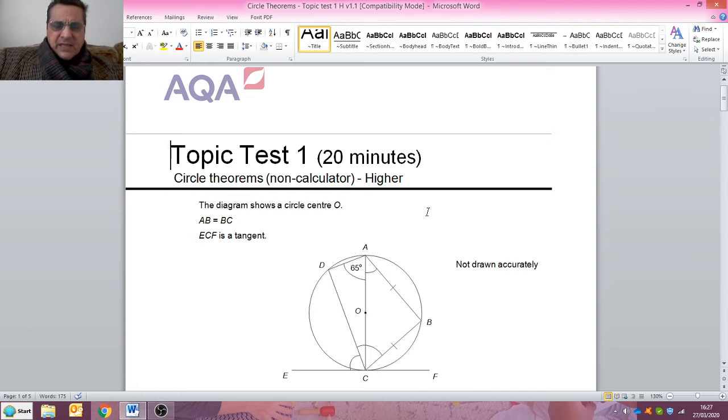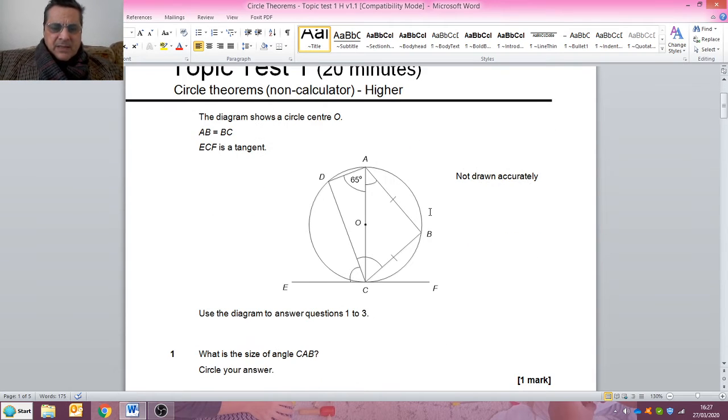So those who are interested, this is the Circle Theorems mini assessment that I set for you guys. I will upload it, save it, and give you the link, all right? So, too much to read. You can read that. You've got it in front of you. Use the diagram to answer questions 1 to 3.